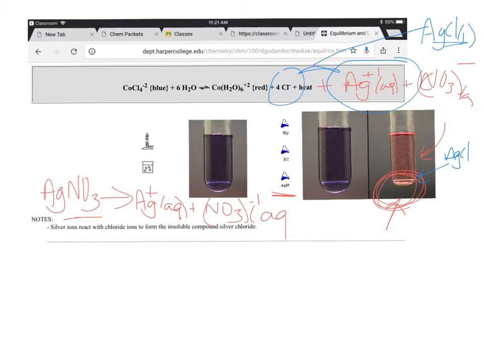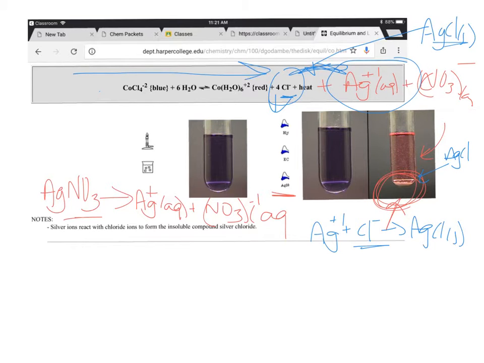And so when the chloride reacts with the silver, we are reducing our chloride concentration. So there's a side reaction going on. It's the silver plus the chloride makes solid silver chloride. And so that reduces our chloride concentration. So this reaction has to shift this way to make more of the products, which is why it turns red.